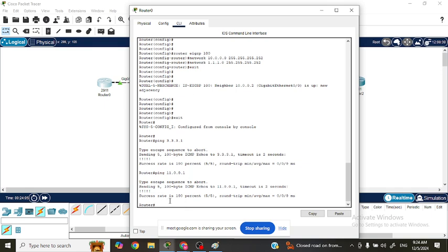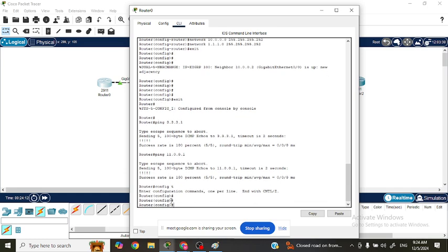Okay. One thing I would like to show you here. One quick. Let me check whether this command is working or not in Packet Tracer.